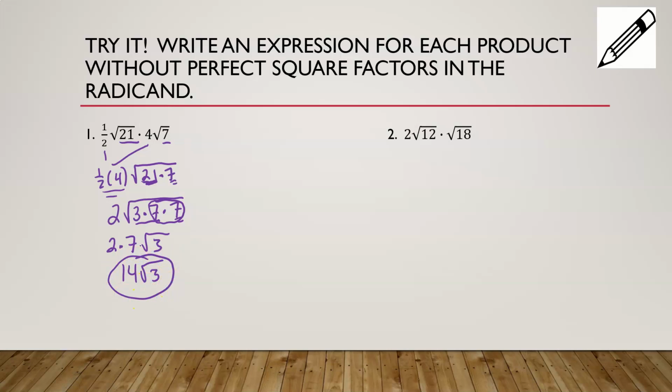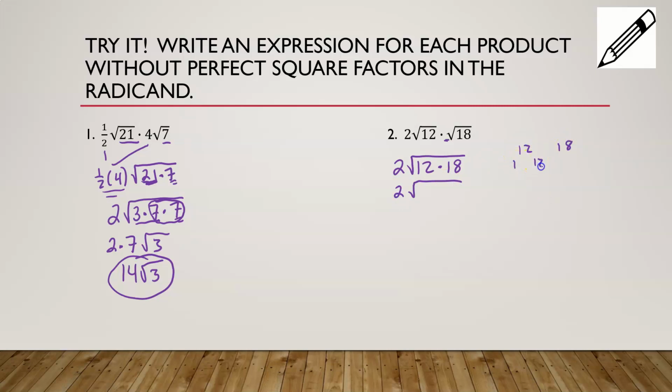Okay, so if you needed help and you wanted to see one more example, there you go. But now I need everybody to pause the video and try number 2 on your own. Okay, this time there was no number in front of the second one, so I just have a 2 in front times the square root of 12 times 18. Again, if I multiply 12 and 18 together, I get a really big number that I have to break apart anyways. So instead, I'm going to start by thinking about 12 and 18.